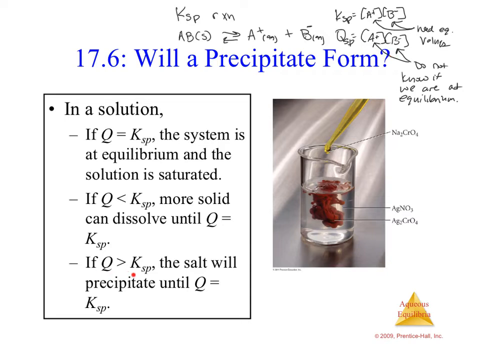Lastly, if Q is greater than KSP, the salt will precipitate until Q equals KSP. So if Q is greater, that means that there are more ions in solution than are stable. So what would happen is if you added a seed crystal or did something to disturb the equilibrium, you would see a solid form. And in this beaker, what we're looking at, we have the clear, colorless silver nitrate, adding potassium chromate, and we've added enough, so we're forming the red silver chromate. So we're looking at this double displacement reaction.